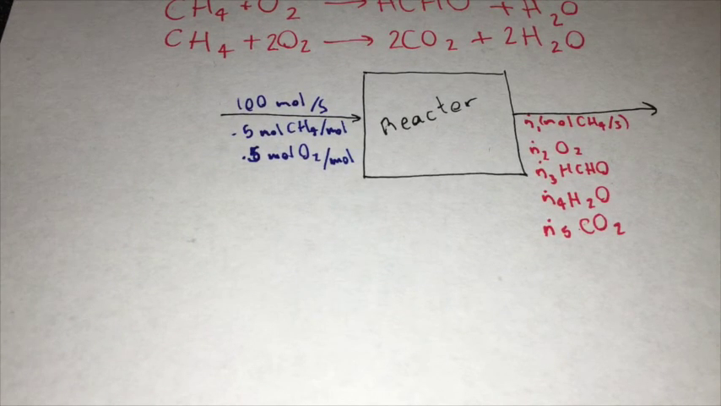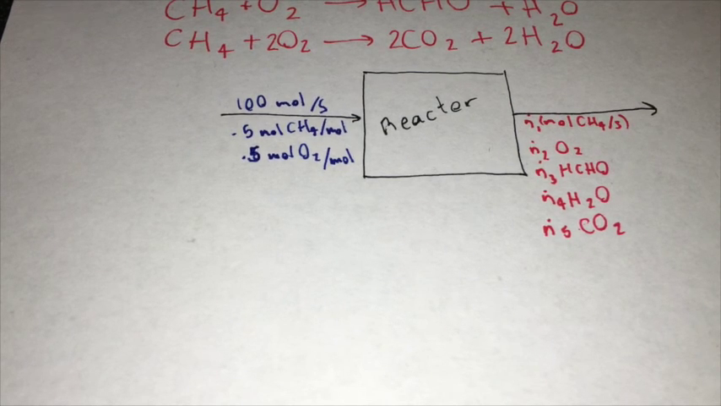Okay, so now that we have the balance equations for the reactions that take place in this process, and we have also sketched the diagram of the process, we move to the degrees of freedom analysis. Remember that our equation for degrees of freedom analysis is just the number of unknowns minus the number of independent equations.